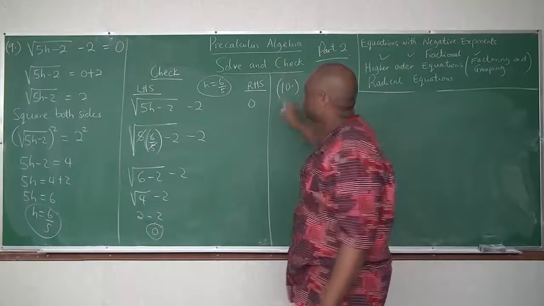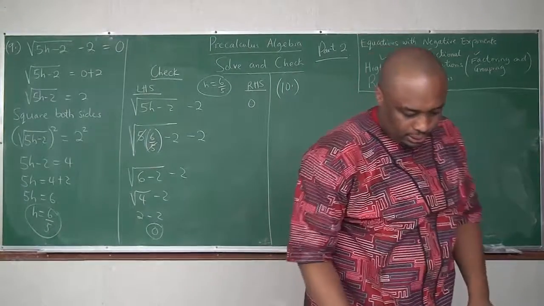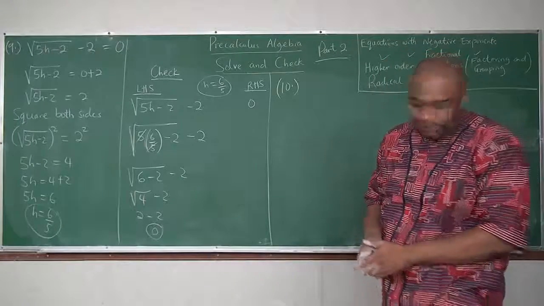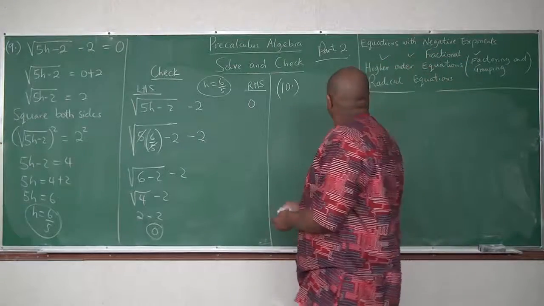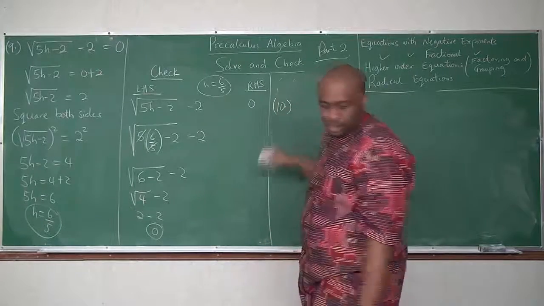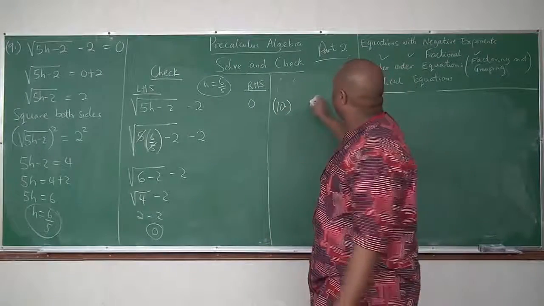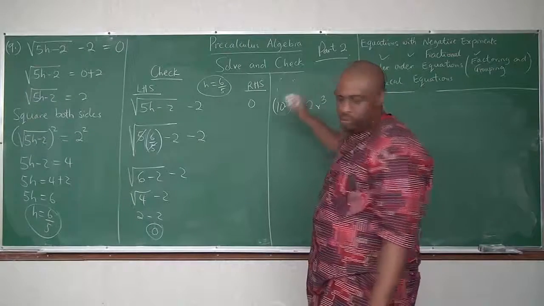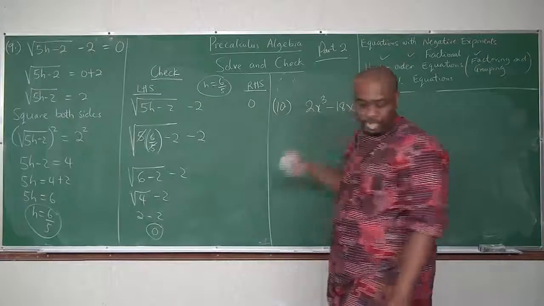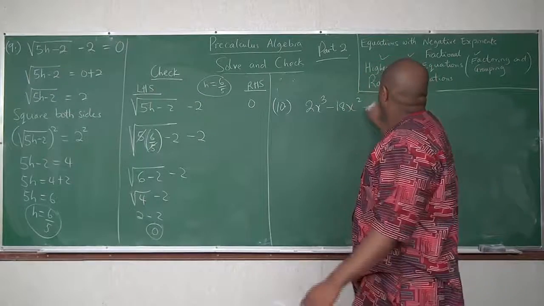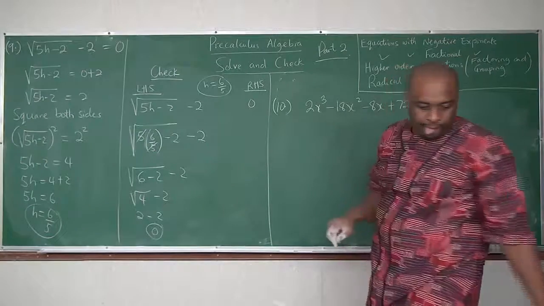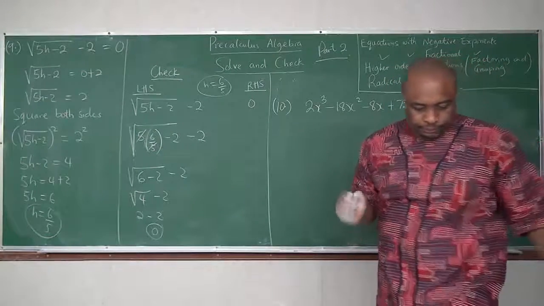Question 10. Okay, this one is knocked off. Question 10, we have a higher order equation here. 2x cubed minus 18x squared minus 8x plus 72 equal to 0.